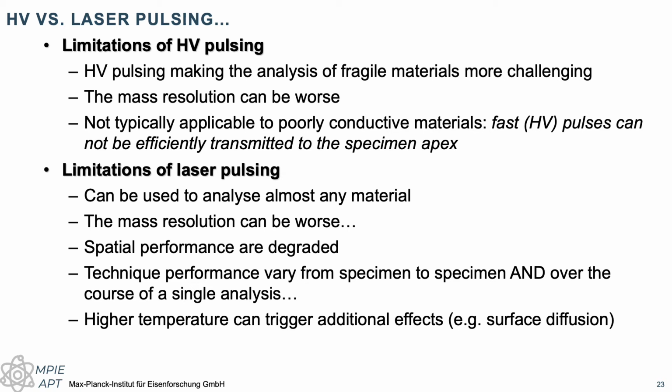There is always a degradation of the spatial performance because we are provoking the field evaporation, triggering the field evaporation at a higher temperature. So we can activate more surface diffusion effects, and also it makes the field evaporation less critically dependent on the amplitude of the electrostatic field. There will be a dedicated lecture to this in the next few weeks, so just bear with me.